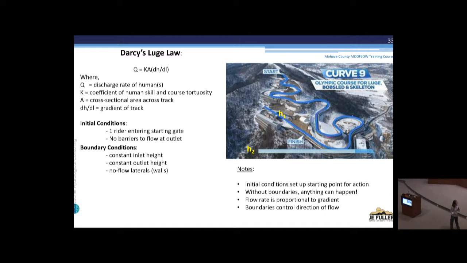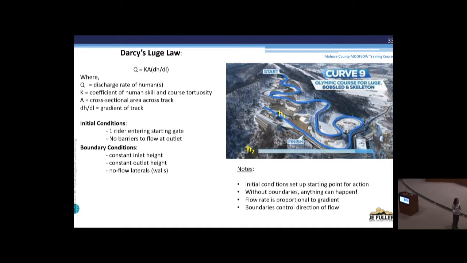So, then we run the model, and you know, the guy goes in, he slides down, he comes out, and that's all described here in this equation. Some important things to note: initial conditions are what set up the starting condition for action. Without boundaries, anything can happen. The guy will fly out and die.